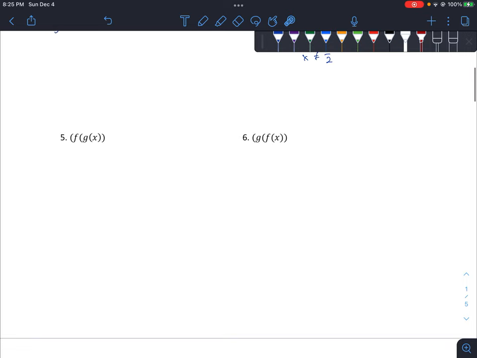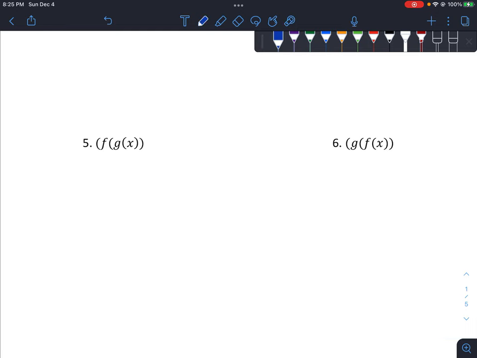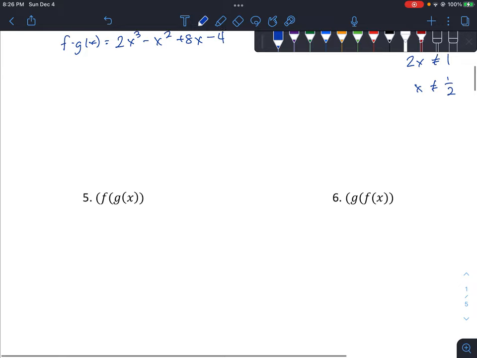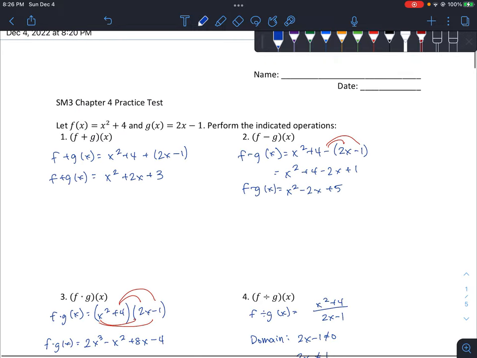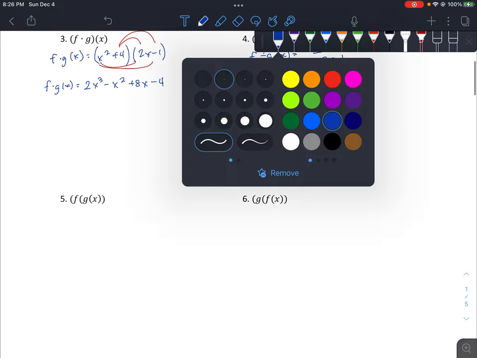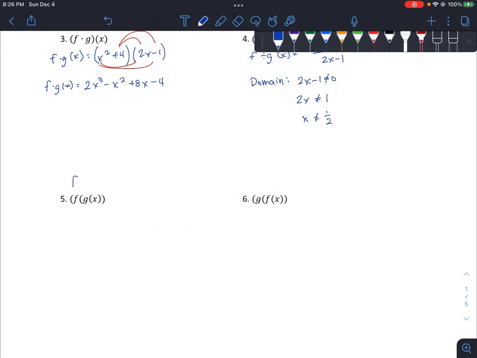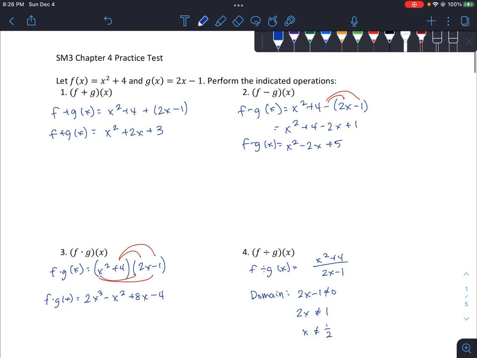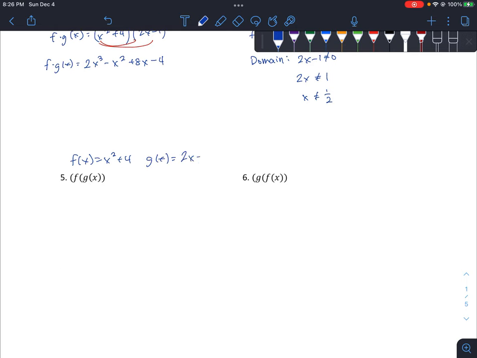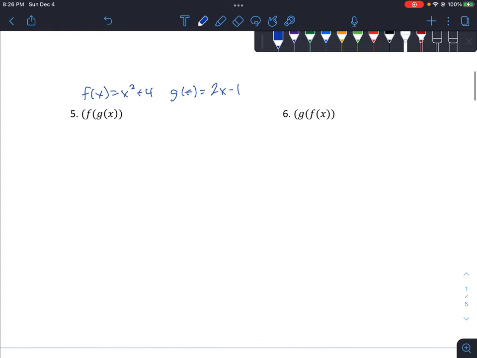And for 5 and 6, looks like these are going to be the composition of functions. So as you can see here, we have f of g of x, meaning that g of x is going to be plugged into f of x. So f of x, let me go up here, remind myself, is x squared plus 4. So I'm just going to write this above. F of x is equal to x squared plus 4. G of x is equal to 2x minus 1. I'll just write it here so I don't have to keep scrolling up.